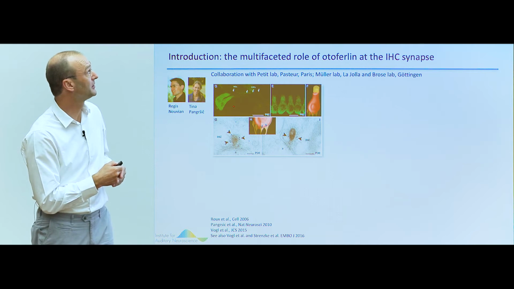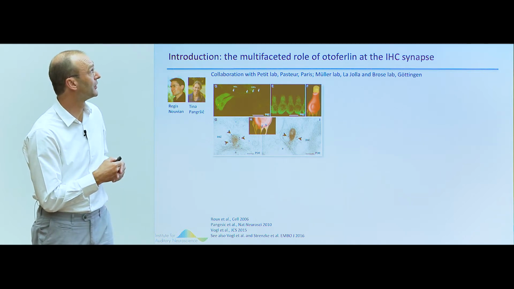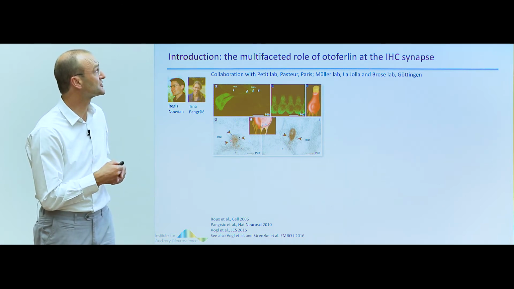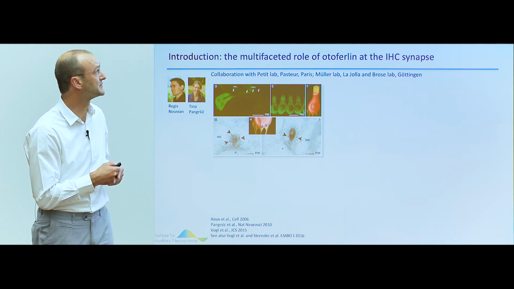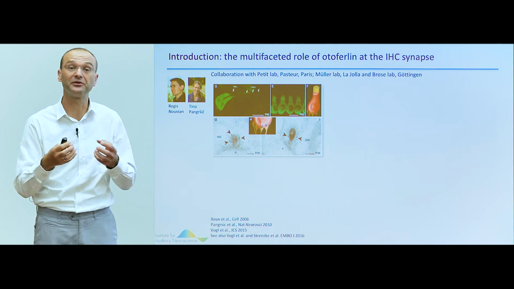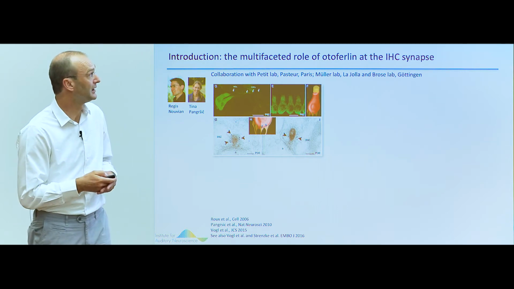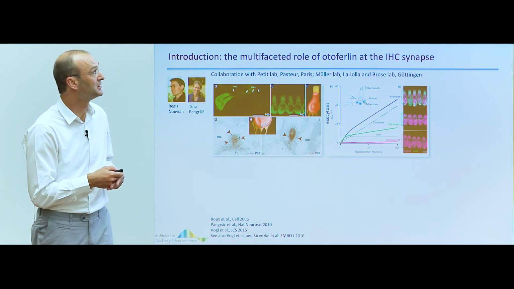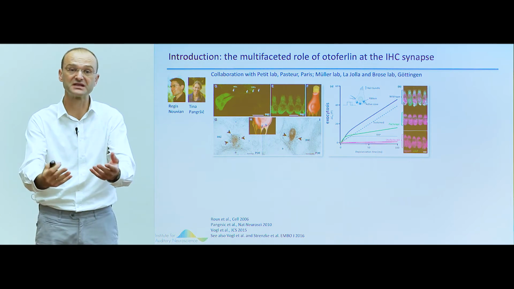Otoferlin, in normal cases, distributes across the whole hair cell, but also is present at the hair cell synapse, where you see this dark structure, which is the electron-dense synaptic ribbon. And on top of that sit the synaptic vesicles that probably carry otoferlin. In a collaboration, Christine Petit's group and our group could show that if you disrupt otoferlin in these mice, the hair cells do not exocytose or output transmitter anymore.